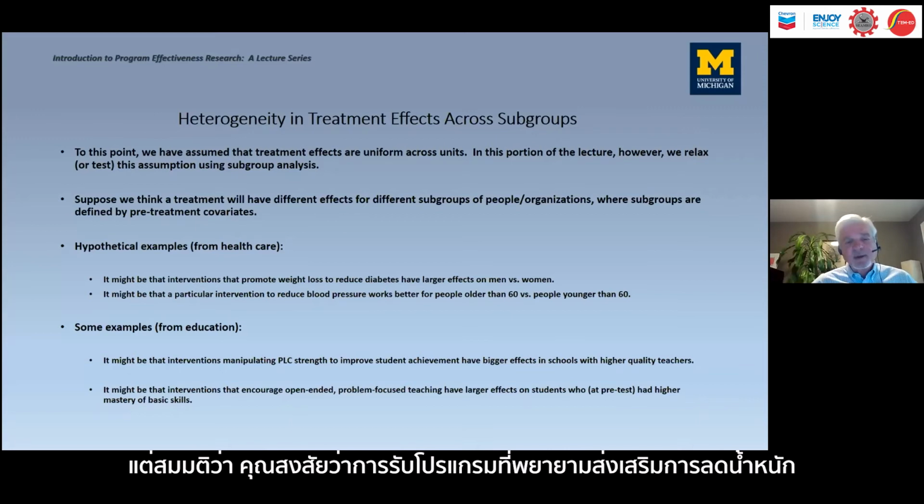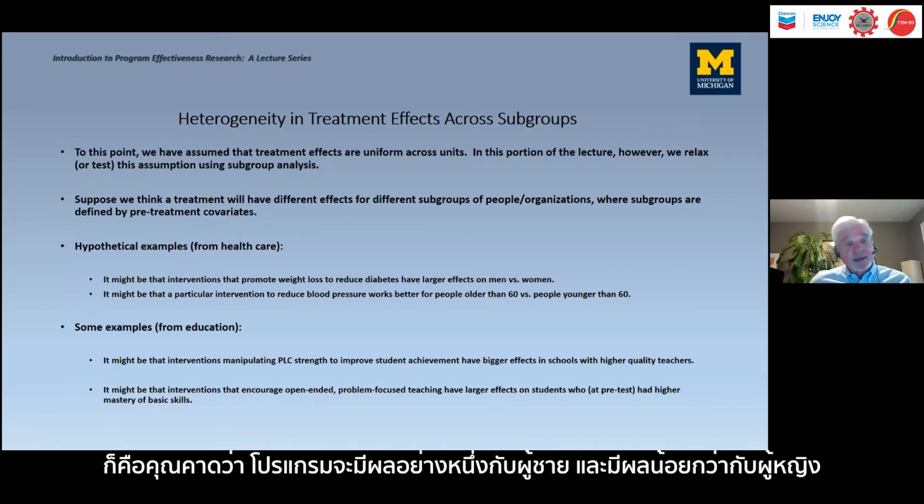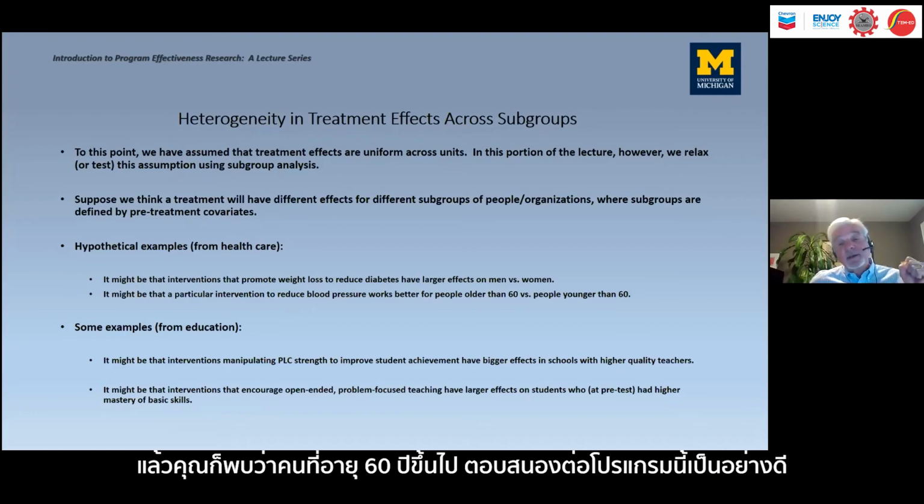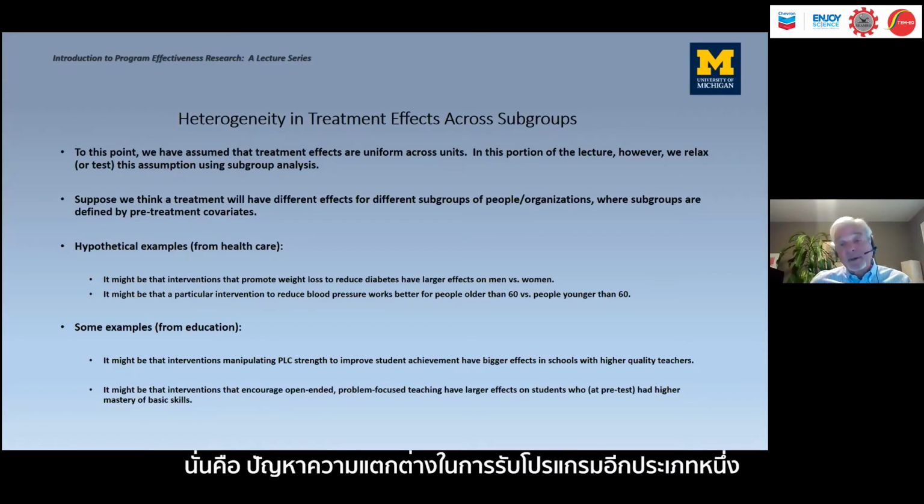Suppose you suspect that interventions that are trying to promote weight loss in order to reduce diabetes have larger effects on men versus women. So you expect an intervention program to have one effect on men and a lesser effect on women. Or you're trying to reduce blood pressure and you have an intervention and you find that people older than 60 respond well to this intervention, but people younger than 60 do not. That's another kind of treatment heterogeneity problem.